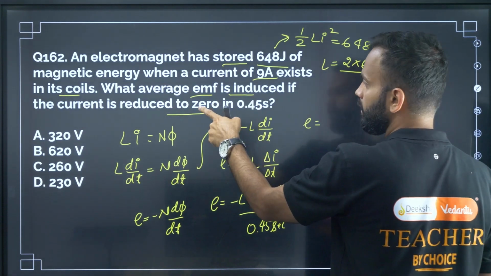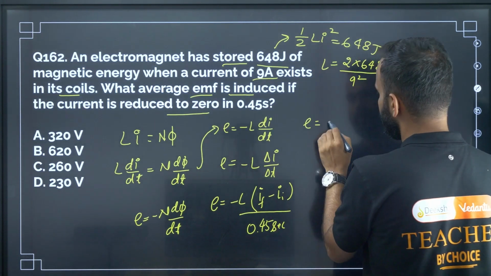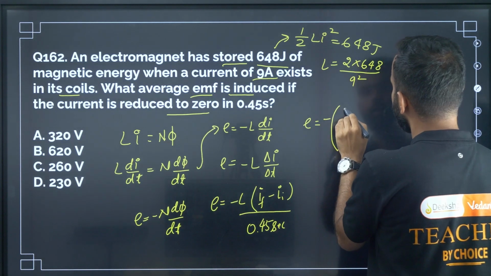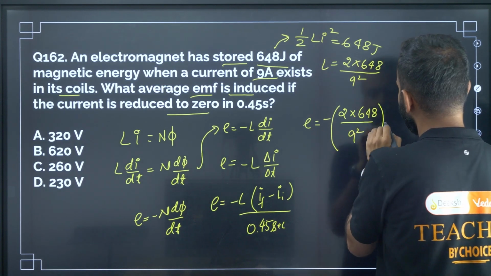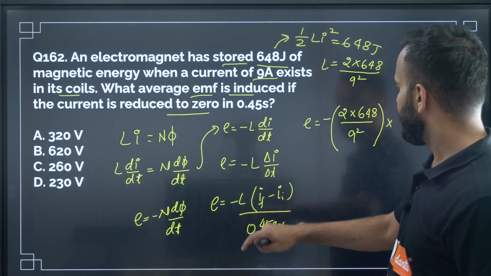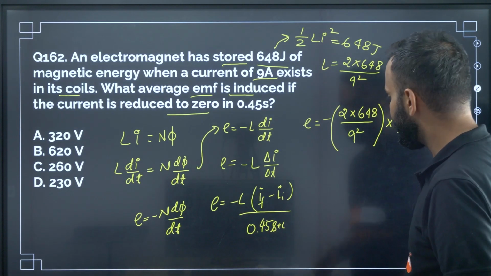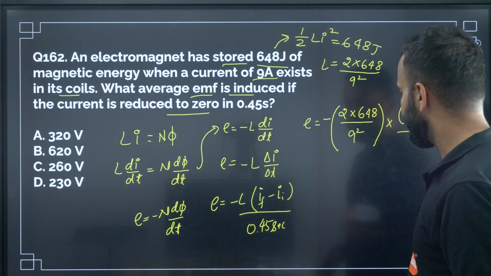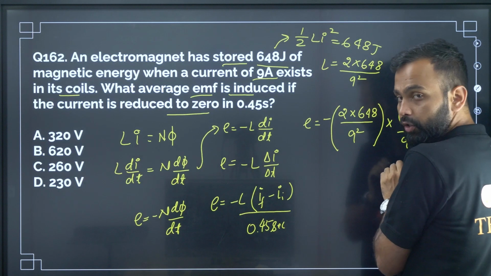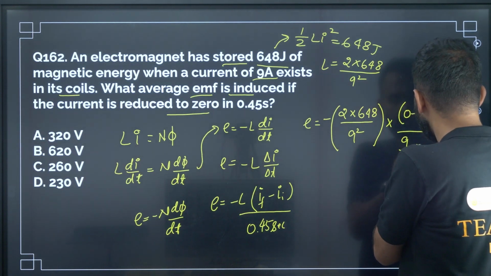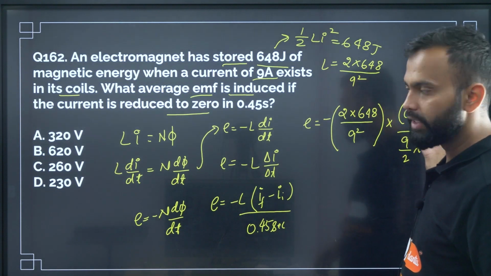I square is here 9 squared. So now E equal to minus L, where L is 2 into 648 divided by 9 squared, into delta I. Delta I is 0 minus 9, divided by delta t. Delta t is 0.45, and I can write 0.45 as 4.5 into 10 to the power minus 1, that is 9 by 2 into 10 to the power minus 1. So minus into minus is plus; 0 minus 9 is minus 9, and minus into minus is plus.